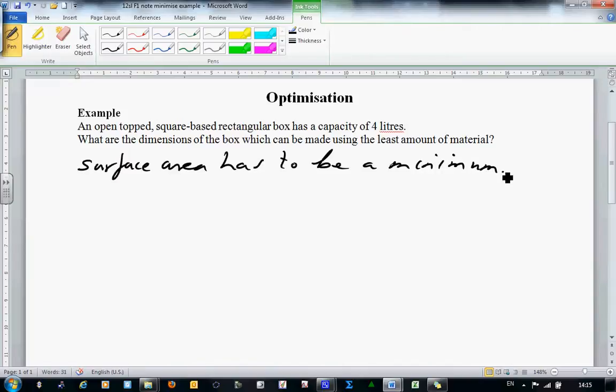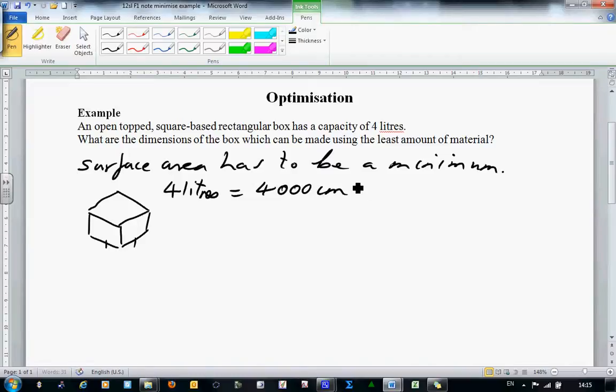So we need to now come up with a function which has surface area in it. Well, let's have a quick picture. It's square based, so we have a square box, and we know nothing else about it except that we have 4 litres, which is 4,000 cubic centimetres. After that, we do have to introduce our own variables, so let's call it x along the base, and it's a square base, so x would be there, and let's use h for height. So there we have it. That's our picture, and we're looking for the surface area to be a minimum.